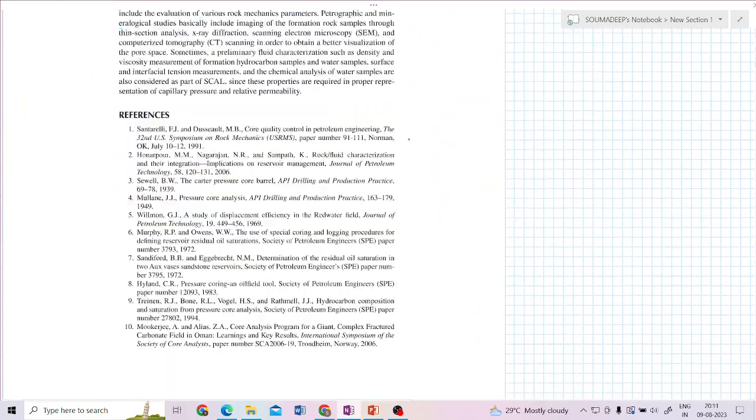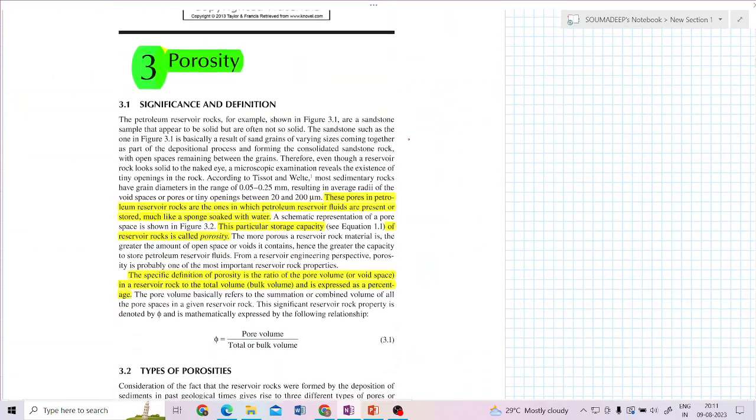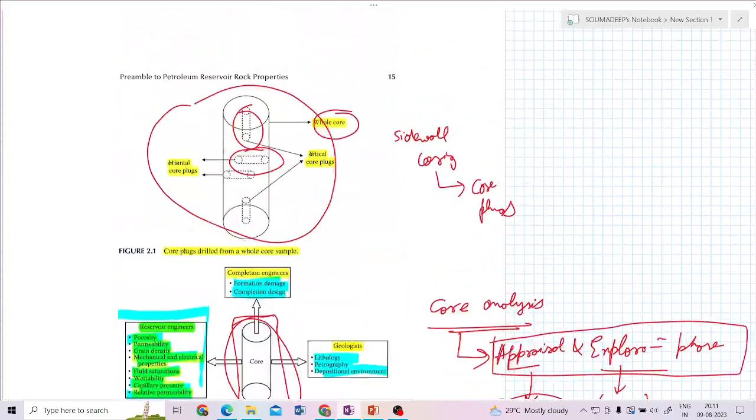So I think nothing more is there. The next chapter will be porosity. We will discuss it later.